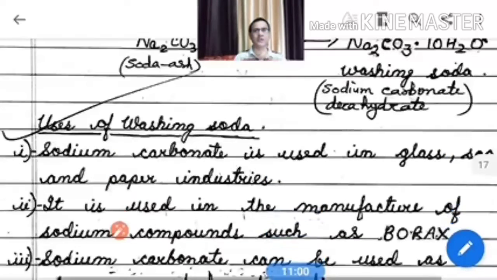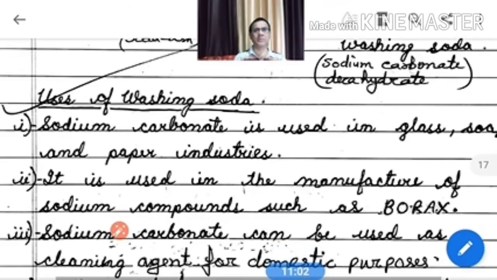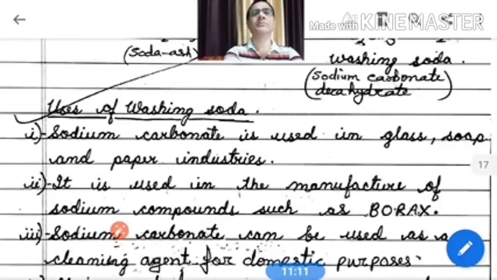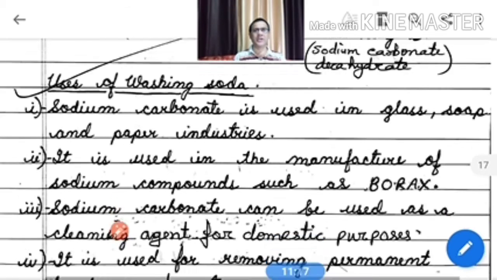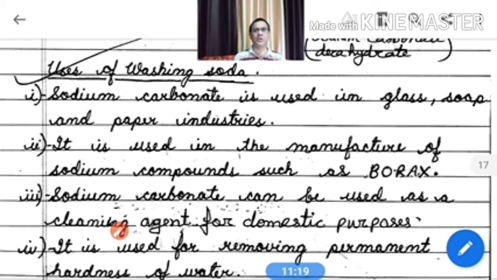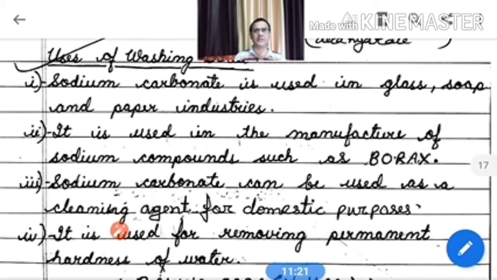Uses of washing soda. First use, sodium carbonate is used in the glass, soap and paper industry. Second point, it is used in the manufacture of sodium compounds such as borax. This washing soda can also be used for the preparation of another compound, and that is borax.